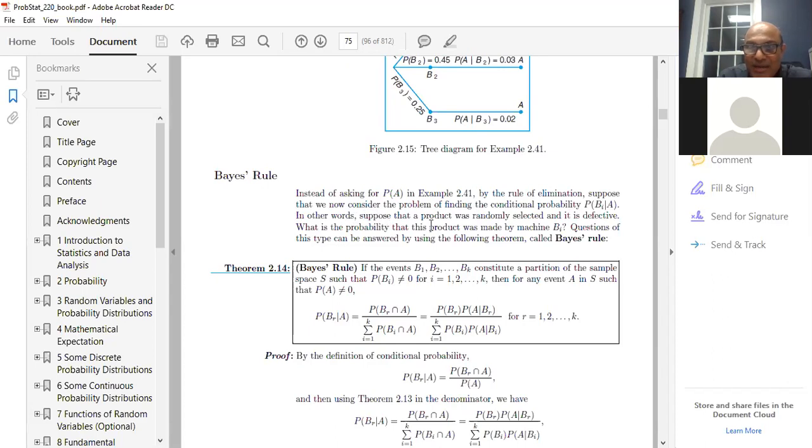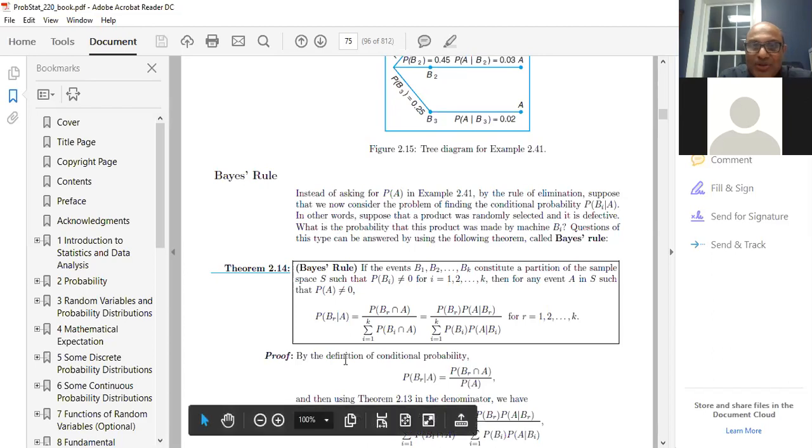In other words, suppose that a product was randomly selected and it is defective. What is the probability that this product was made by machine Bi? Here i runs from 1 to 3 because three machines are there, 1, 2, and 3. A question of this type can be answered by using the following, that is called the Bayes rule.